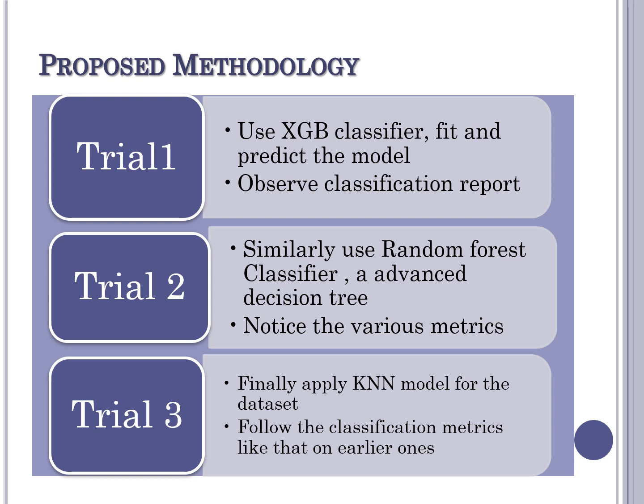Then I use a random forest classifier, which is a meta estimator that fits a number of decision tree classifiers on various subsamples of the dataset and uses averaging to improve the predictive accuracy and control overfitting. It is basically a set of decision trees from a randomly selected subset of the training set, and then it collects the votes from different decision trees to decide the final prediction. So I fit the model and predict the model, and then I notice the various metrics from the random forest classifier.